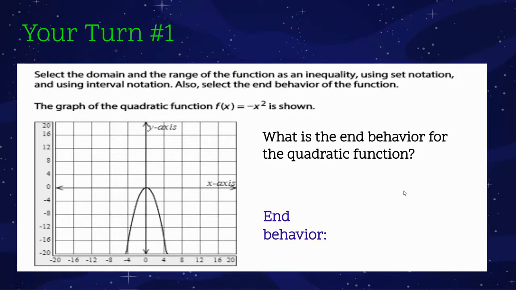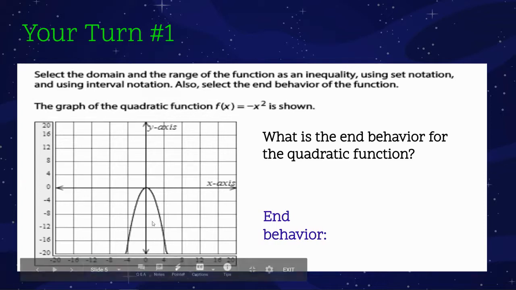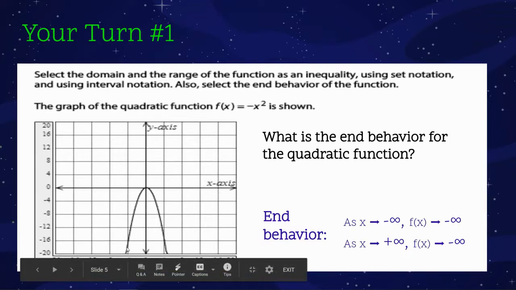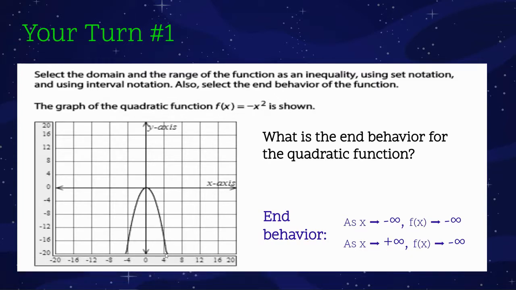So select the domain and range for the function, and then find the end behavior. We have already looked at the domain and range of this function yesterday. We found out that the domain was all real numbers and the range was from negative infinity to 0. Now we look at the end behavior and see if it matches. So the end behavior: as x goes to negative infinity, our y goes to negative infinity. As x goes to positive infinity, our y goes to negative infinity.